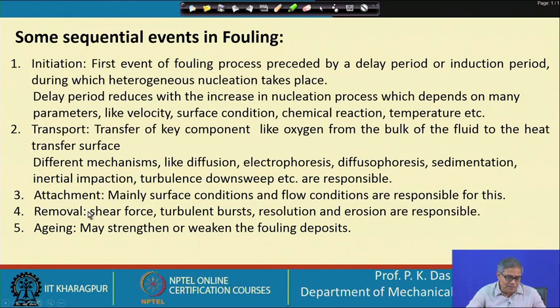And then ultimately the deposited layer gets aged and consolidated on the solid surface, on the heat transfer surface. It may strengthen, which is the case in most situations, or weaken the fouling deposits. Then permanently we get a certain amount of foulant deposition on the surface, and we call it fouling. So, this is what we get during fouling.